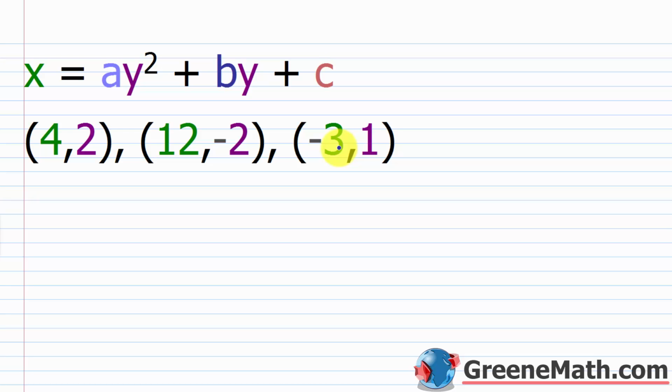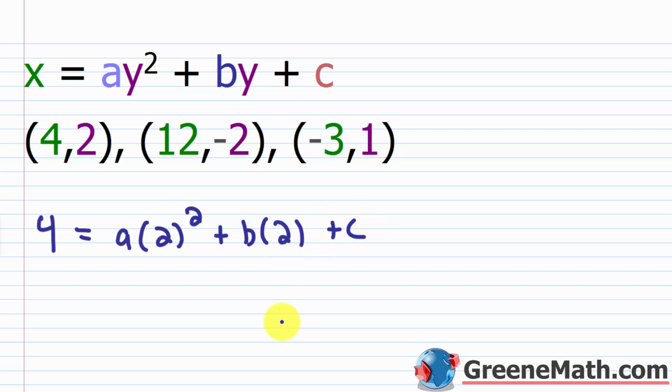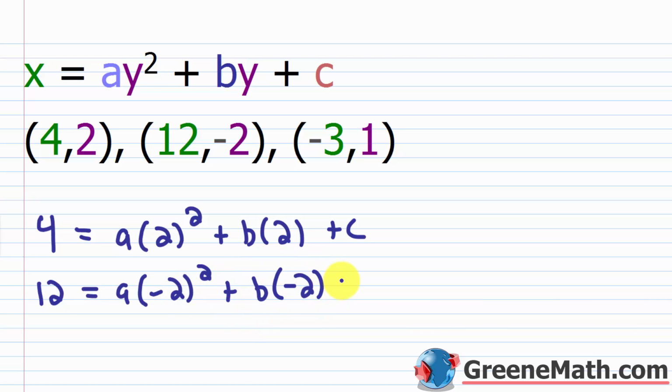So I'm going to do the same thing, but I've got to change up what I do. Normally I take my y value and put it on the left, but now I'm going to take my x value and do that. So I'm going to take this x value of 4, because x is on the left here. And this equals a times, for y, I'm now going to plug in a 2, and that's going to be squared. And then plus b times, for y, I have a 2 again, and then plus my c. And I'm going to do this again, so I have my 12, that's my x value, equals a times my -2, that's going to be squared. Again, that's my y value, then plus b times my -2, and then plus c.